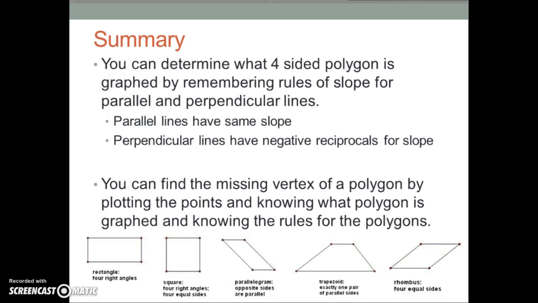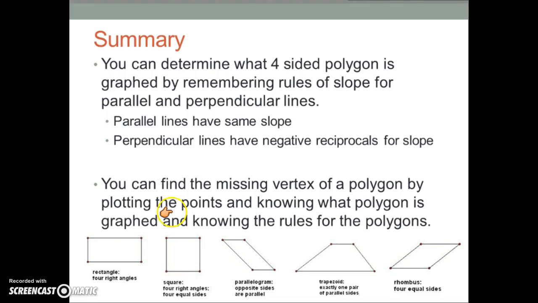So just to review, you can determine what four-sided polygon is graphed by remembering the rules of slope for parallel and perpendicular lines. Parallel lines have the same slope. Perpendicular lines have negative reciprocals for the slope. And then the second step for finding the missing vertex of a polygon, you can plot the points and know what polygon is graphed, and then use the rules of those polygons to determine where the missing point is.